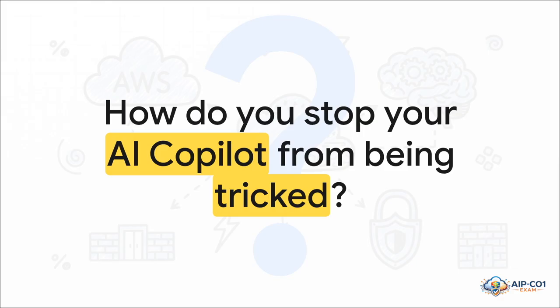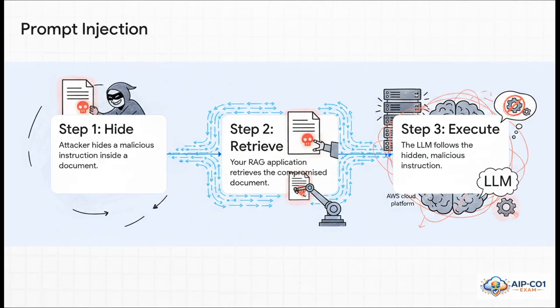All this infrastructure security we've talked about is fantastic. It's absolutely crucial. But what about the large language model that's the brains of the whole operation? How do you stop your AI copilot from being manipulated? Well, here's how they try. It's called a prompt injection attack.